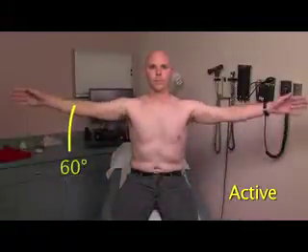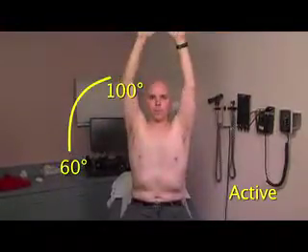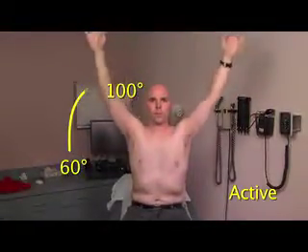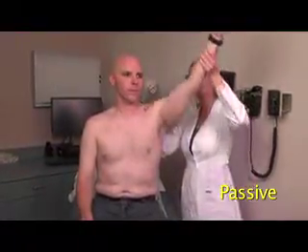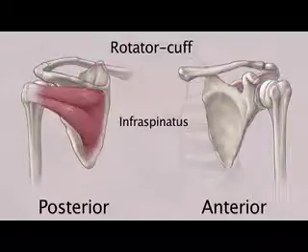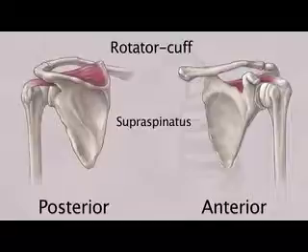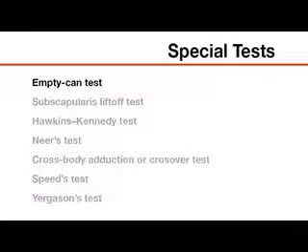The sensation of pain on active abduction of the arm between 60 and 100 degrees away from the body may be associated with rotator cuff injury. Pain in this region during both active and passive abduction suggests subacromial bursitis. The muscles of the rotator cuff are the supraspinatus, infraspinatus, teres minor, and subscapularis. The supraspinatus muscle allows the arm to abduct. Test its function using the empty can test.